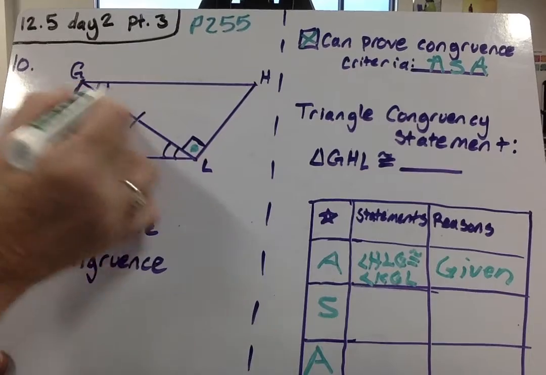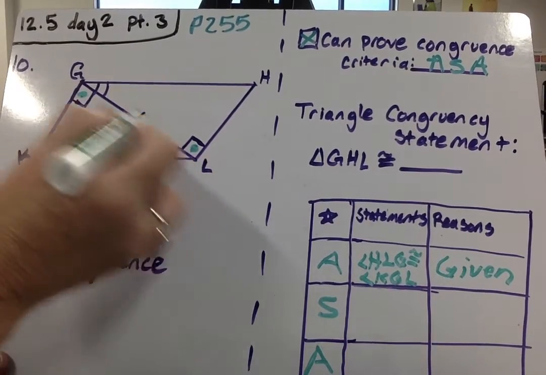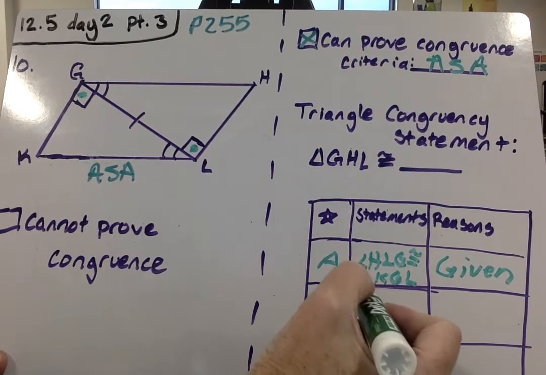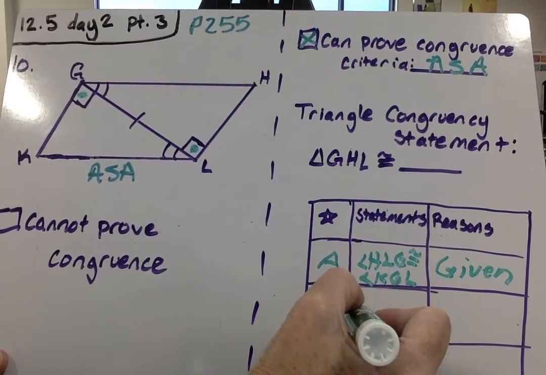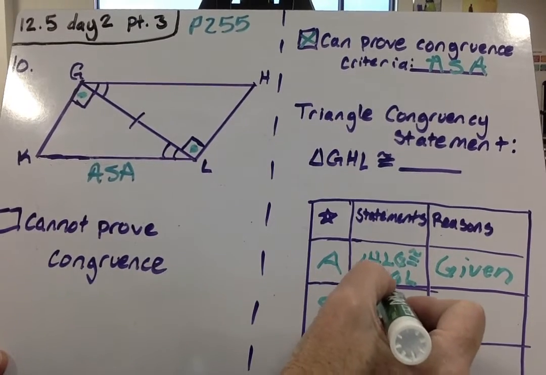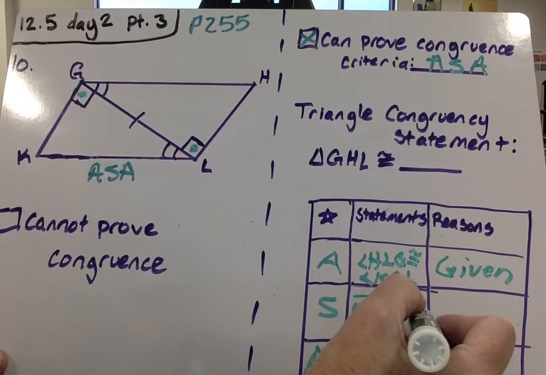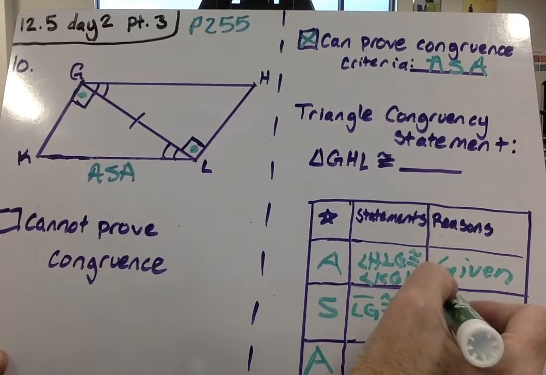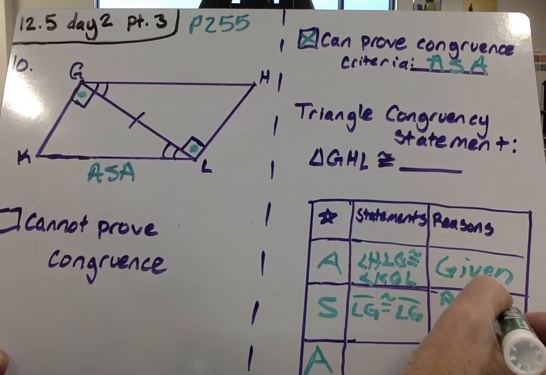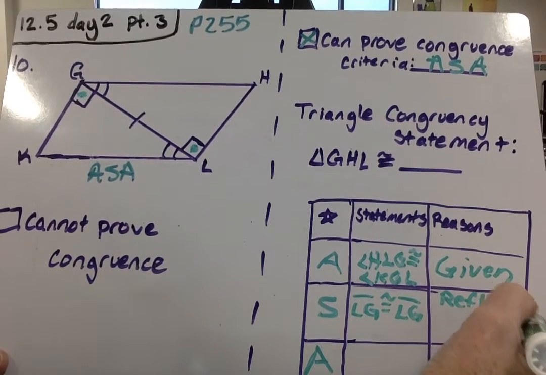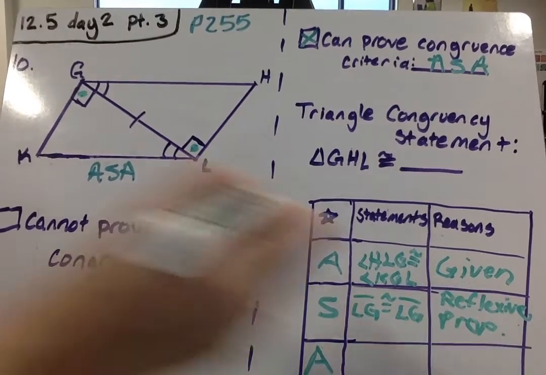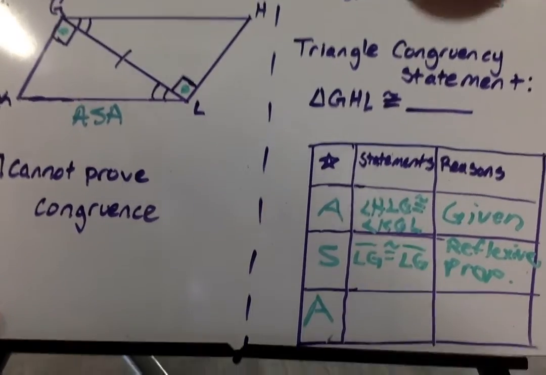Now, why is this side congruent? Because it's the reflexive property. It's the same line. So we say LG is congruent to LG. And that's the reflexive property. Hopefully you can see down that far.